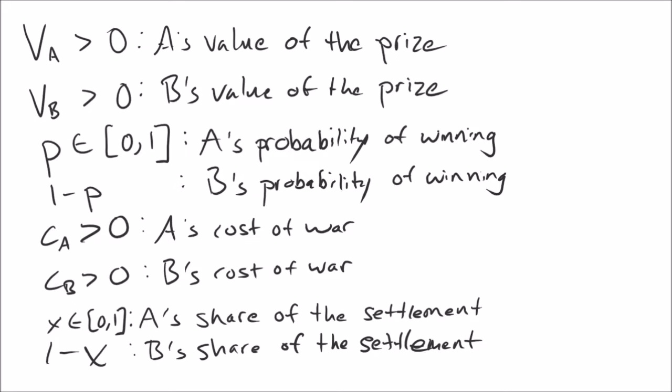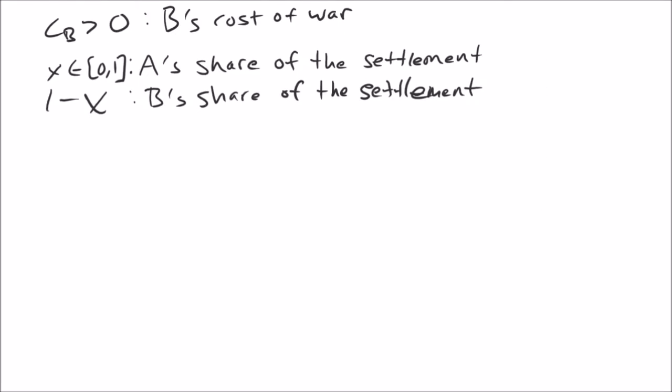Okay, so now that we have all of the notation down on the board, let's think about the value for accepting a settlement versus the value for fighting a war. Let's start with A. So when does A prefer a settlement?